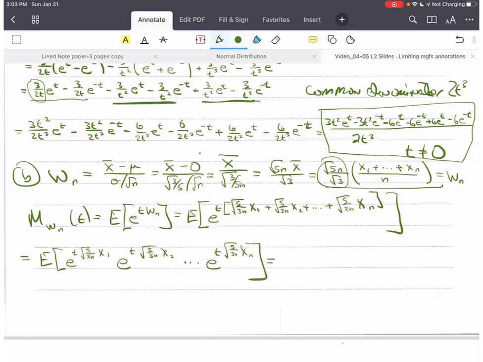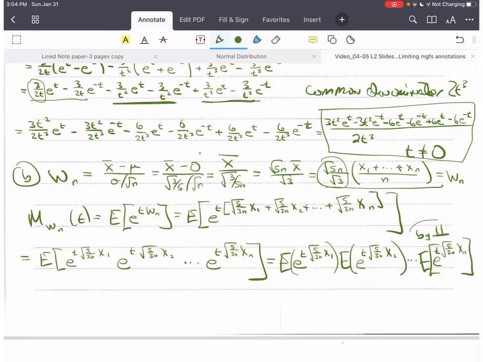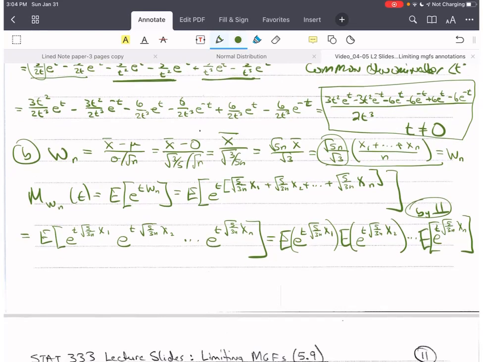And by the independence, we can rewrite this as E of e to the t square root of 5 over 3n X1, times E of e to the t square root of 5 over 3n X2, and so on, times the expected value of e to the t square root of 5 over 3n Xn, by independence. Okay? And this is equal to m of t square root of 5 over 3n raised to the nth power, because they're identically distributed.